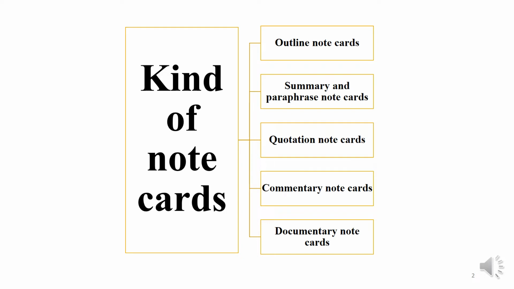We have 5 kinds of note cards, which are: number 1, outline note cards. That means the note cards where we record the outline notes, which are related to the outline of the whole research or the first draft of the research. Okay, summary and paraphrase note cards is the second kind.